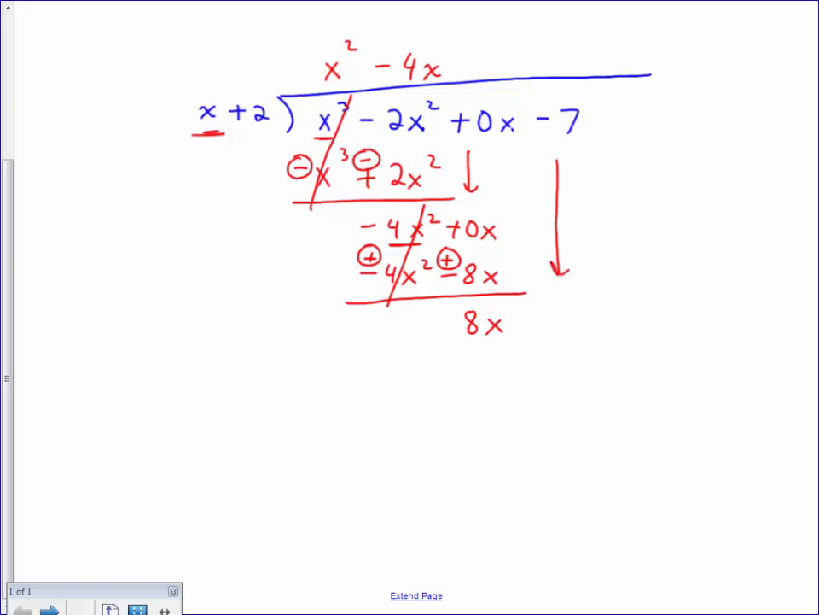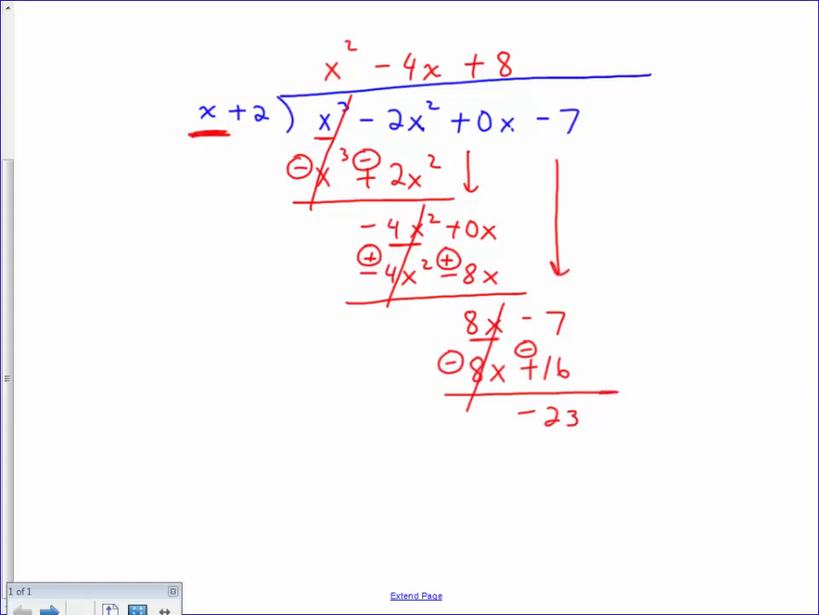I need to bring down my minus 7. And then I would look at the x I have up here and the 8x and say what times x would give me 8x. That would need to be 8. So now multiply the 8 by the x and the 2. 8 times x is 8x. 8 times 2 is 16. Draw a line, change your signs. These two would cancel, and this would be negative 23.